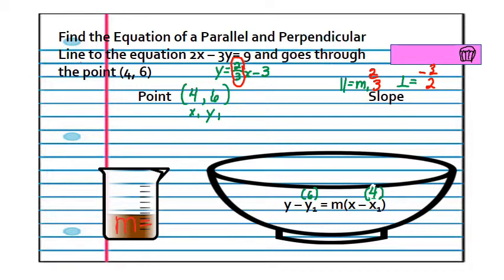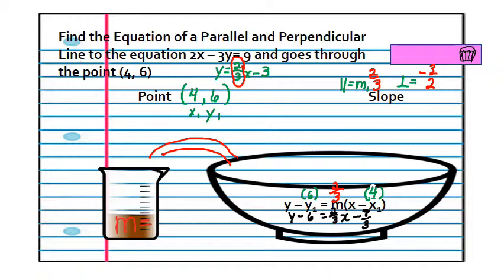Very good. And we're going to put our slope in. First I'm going to do the parallel one. So I'm going to put 2 over 3 here. So we're going to pour everything together and mix it together and solve. So we have y minus 6 equals, distributing, we get 2 over 3x minus, signs first, math second, 8 over 3. Oh, a fun fraction. How nice.